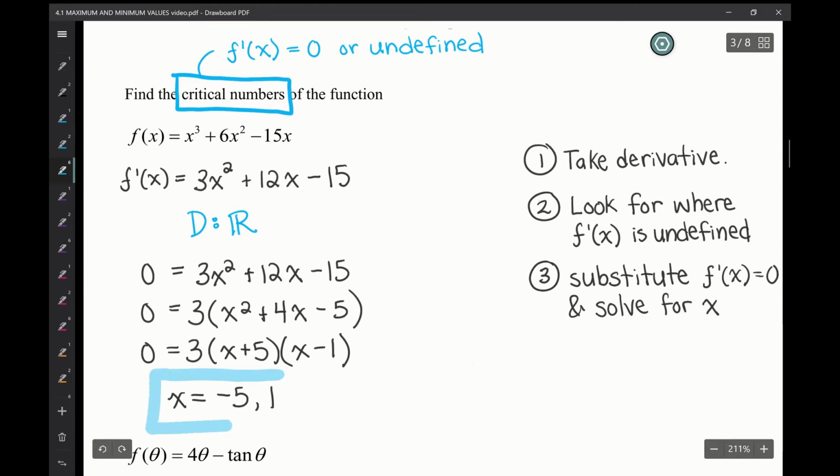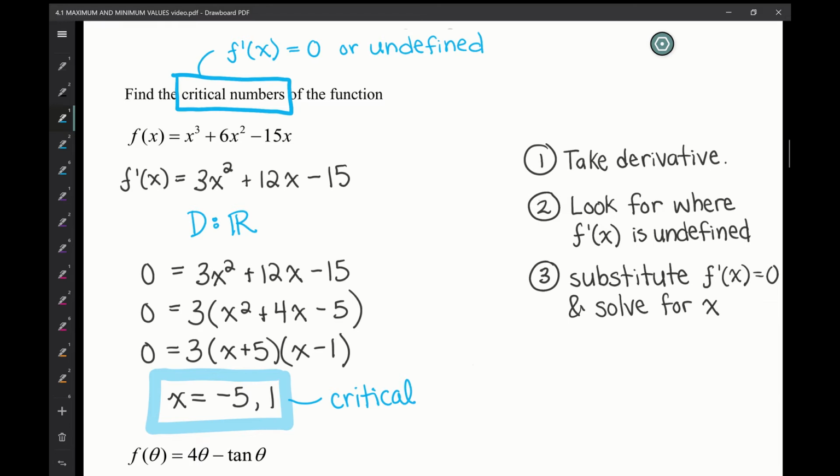So our critical numbers are negative 5 and positive 1, since there's no x values where our derivative is undefined, and our derivative is equal to 0 when x is equal to negative 5 and 1.